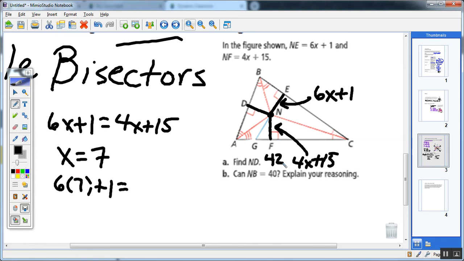So 42 is equal to that right there. Right? Oh, I'm sorry, 43. Yeah, you're right. So 6x plus 1, so 6 times 7 is 42 plus 1. That means all those distances are how much? 43 units, okay?